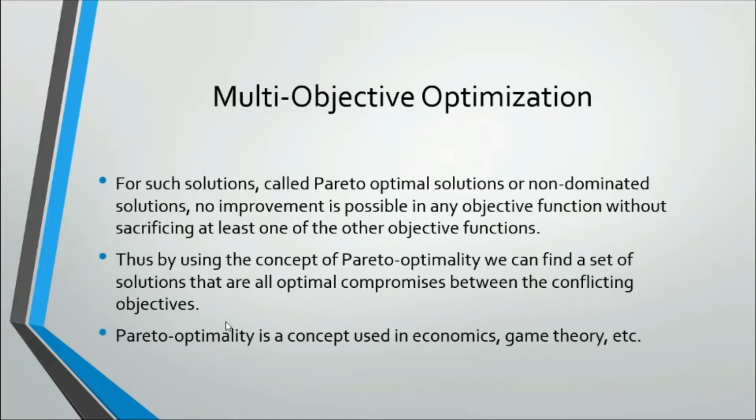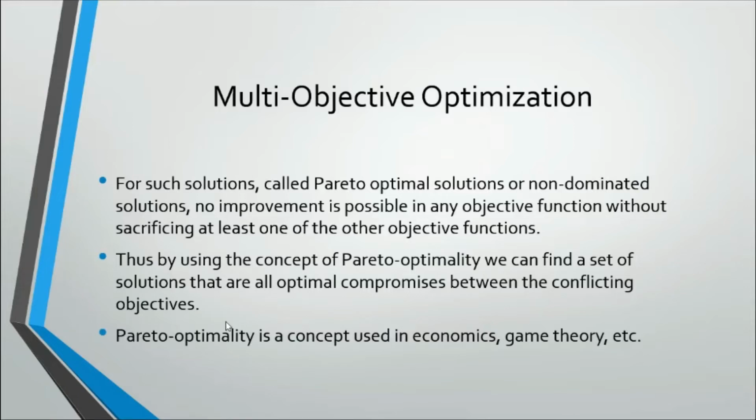In those types of solutions, that is the non-dominated solutions or the Pareto optimal solutions, no improvement is possible in one of the objective functions. That is, if you are comparing two different solutions and there are two different objectives, one solution will be better in one objective and the other solution will be better in the other objective. So that should be the condition.